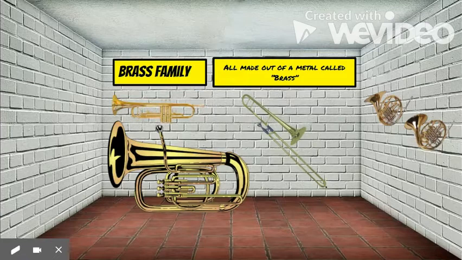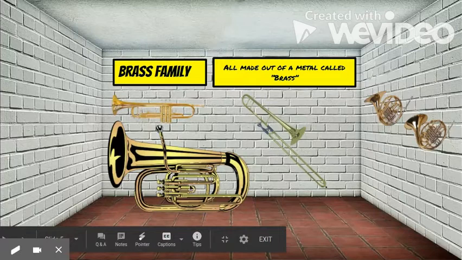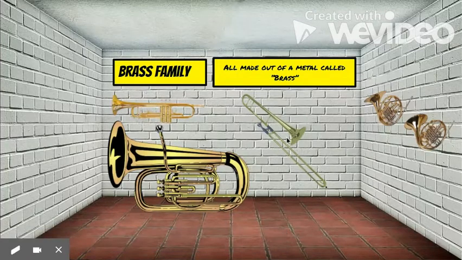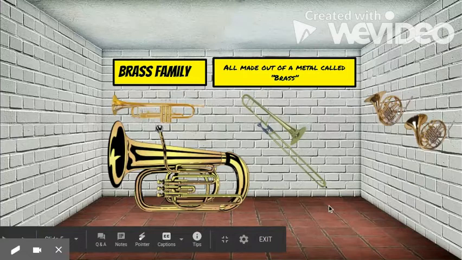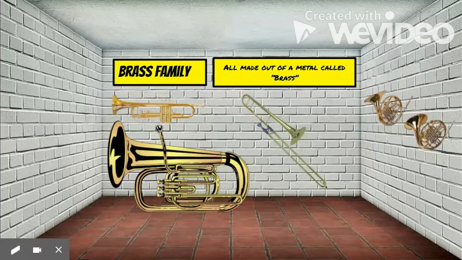The brass family. They are all made out of a special metal called brass. So here you can see a tuba, a trumpet, a trombone, and a couple French horns. Those are just some of the brass instruments, but remember, they're all made out of a metal called brass.